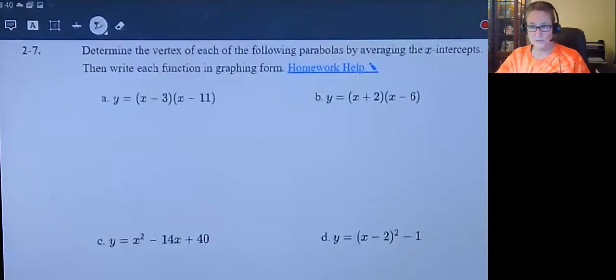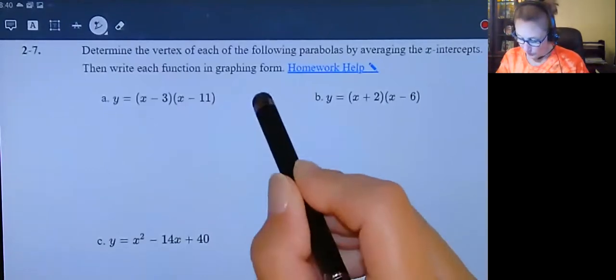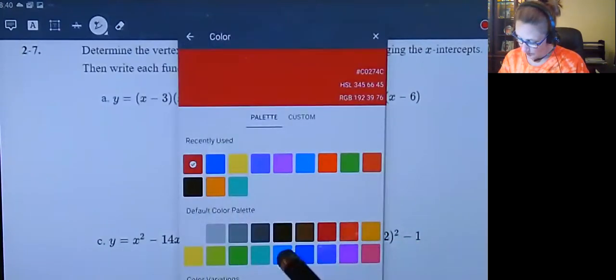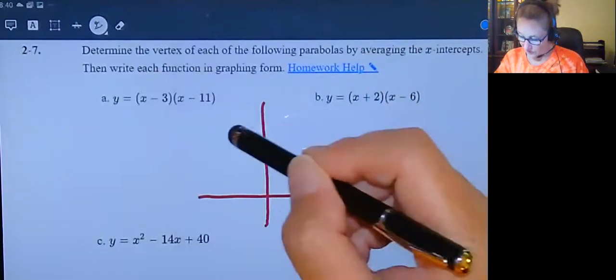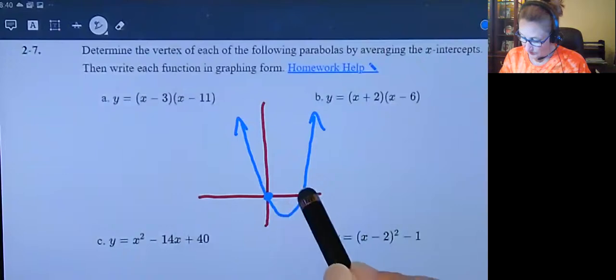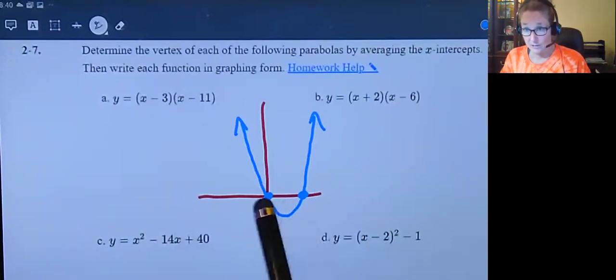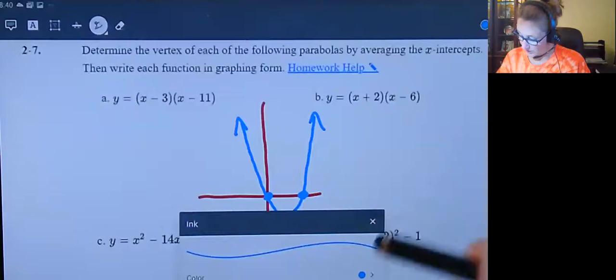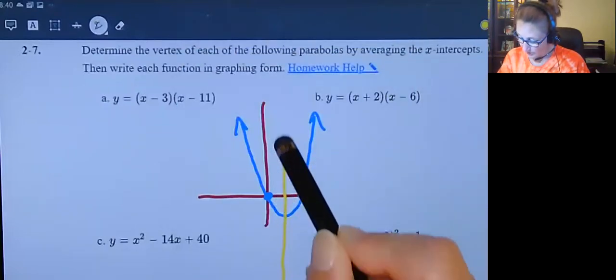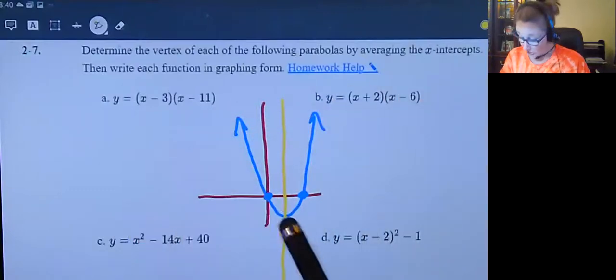For each of these, we're being asked to find the vertex of each parabola by averaging the x-intercepts. Here's a quick visual, and I'll erase this. If I have a parabola, let's say that's my xy axis, and this is an x-intercept and this is an x-intercept. Halfway in between the x-intercepts is the line of symmetry, the line that I could cut the parabola in half and it's going to be the same on both sides. And on that line of symmetry is your vertex.